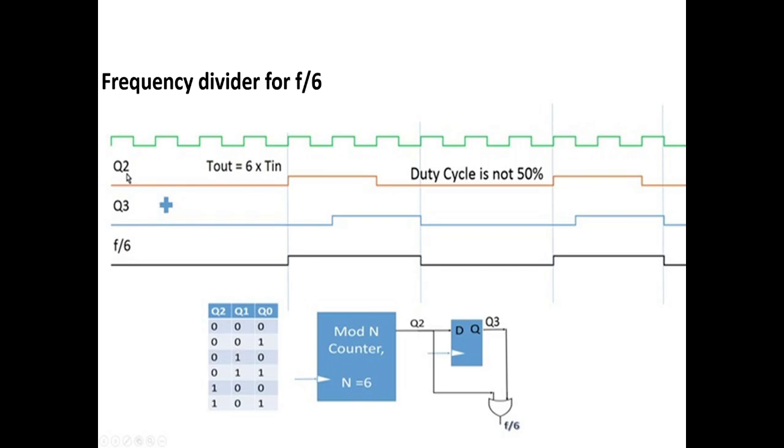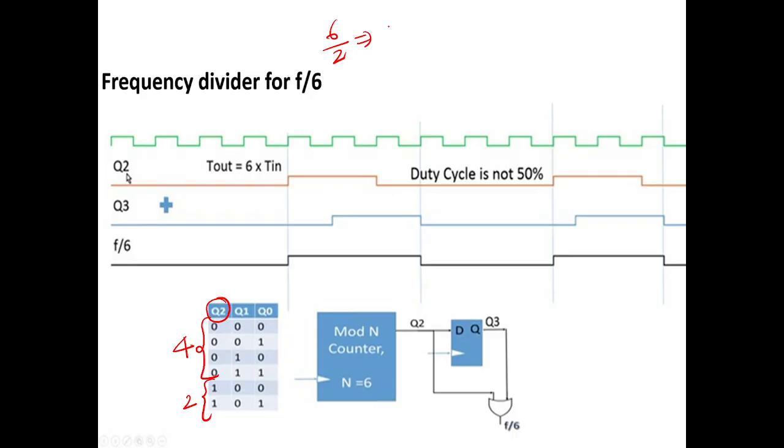Frequency divided by 6 means what? If you observe Q2, this will be off for how many clock cycles? 1, 2, 3, 4 clock cycles, and this will be on for 2 clock cycles. So that means I need to alter the output frequency by how much? 1 clock cycle. Why? Because 6 by 2.